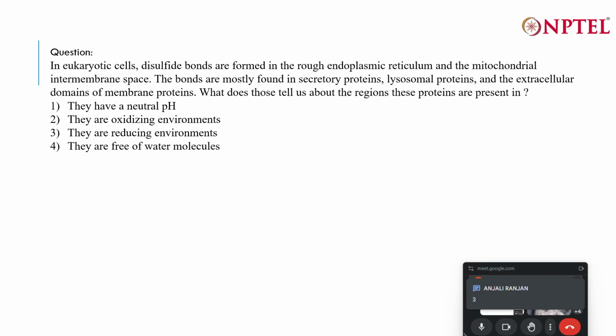Okay, these are reducing environments. Any more answers?